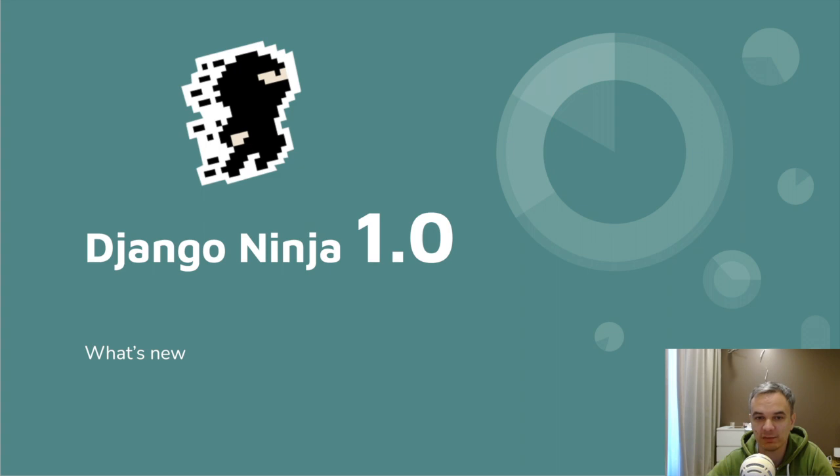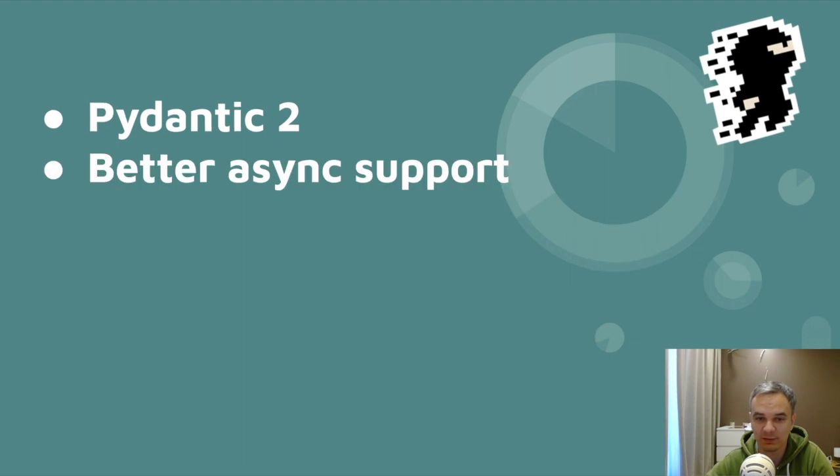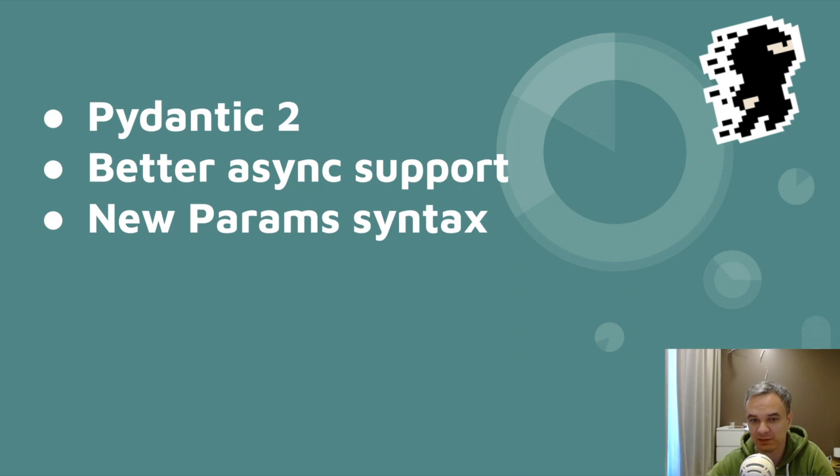So this is a major milestone for all contributors, and I'm sure for many of you who use Ninja in your projects as well. The new release includes, first of all, support for Pydantic 2, which has better performance and better flexibility. We also added better async support, and introduced a new and easier to use parameter syntax and some other improvements here and there. So let's dive in and explore what Django Ninja 1 has to offer.